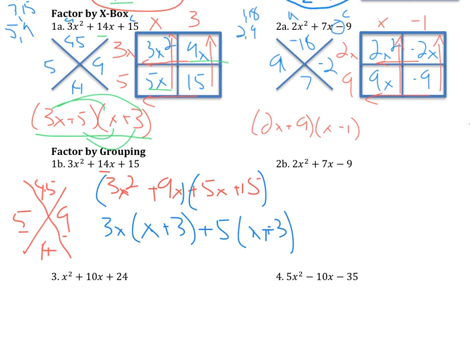And then we can see here that we have an x plus 3 and x plus 3. So I pull that out. And then that leaves me with the 3x and then a plus 5.